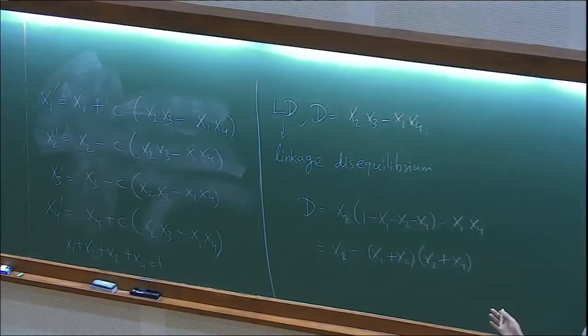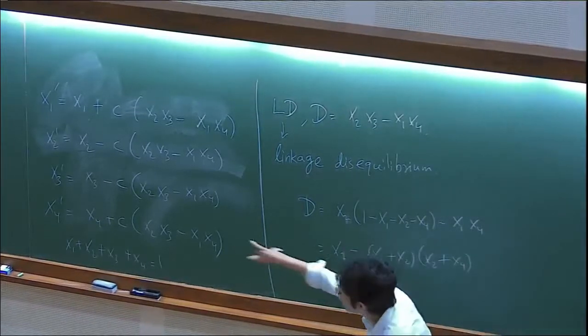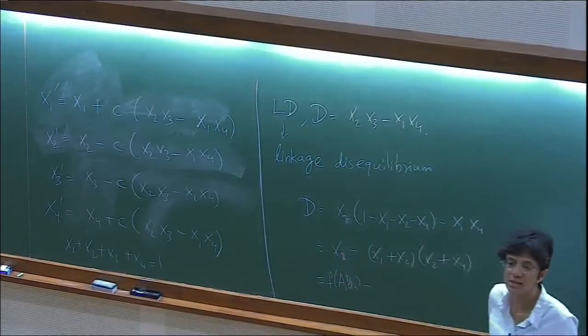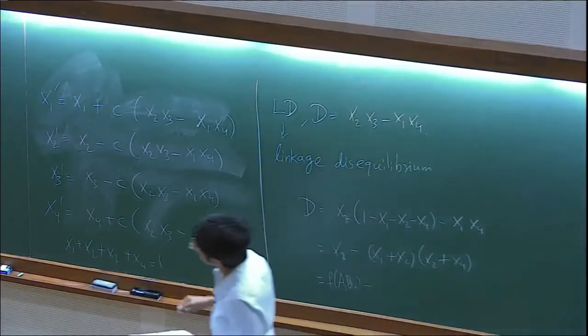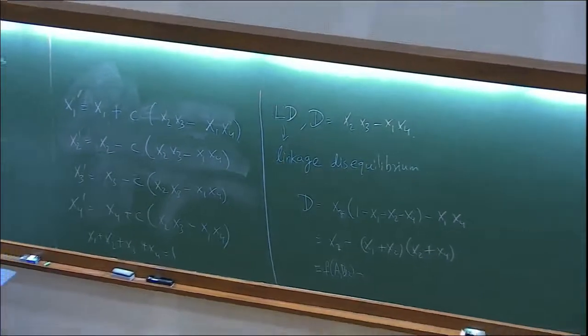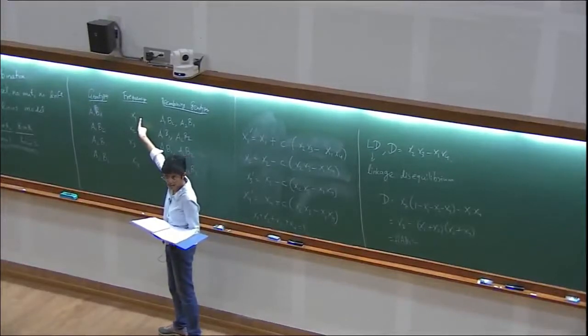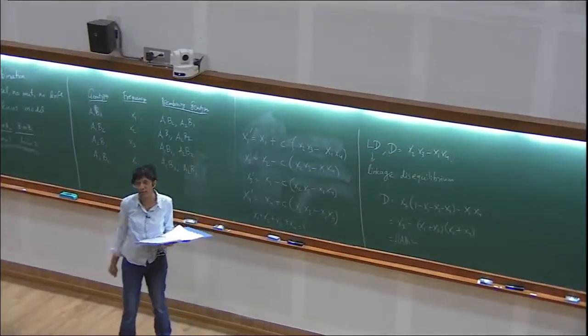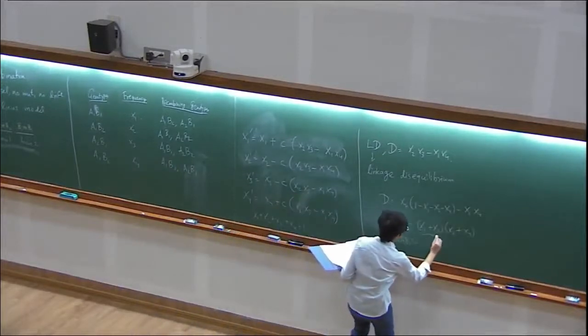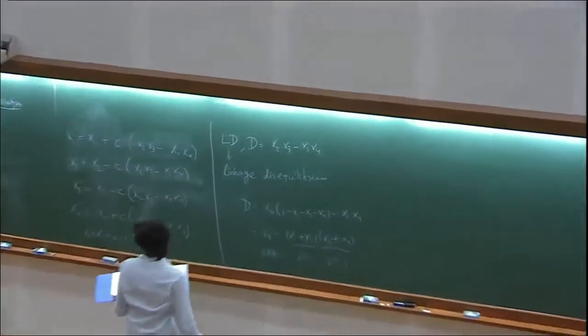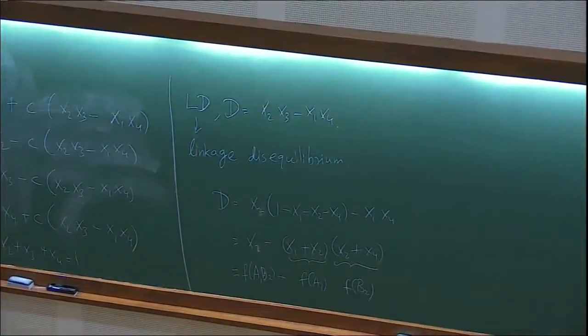So this we know from the table is the frequency of A1, B2. What is this object? X1 plus X2. That's the frequency of A1, B1 plus frequency of A1, B2. That is the frequency of allele A1, irrespective of what's the other one, right? So this object is f of A1, and similarly, this is f of B2, right? Okay? So now this is sort of easier to understand.